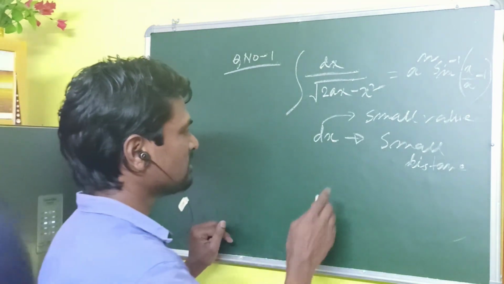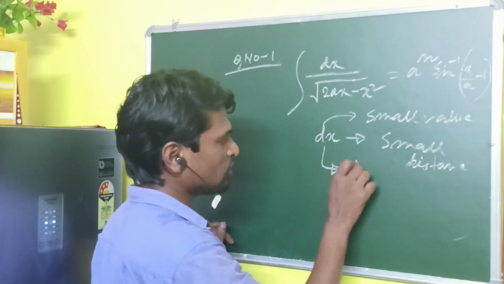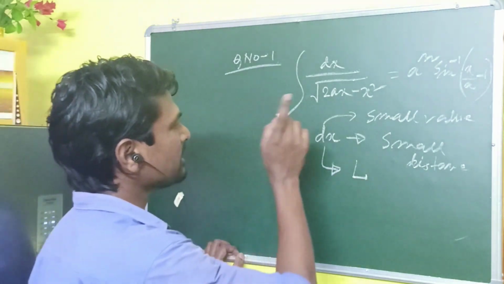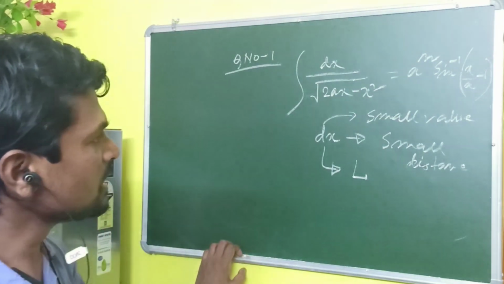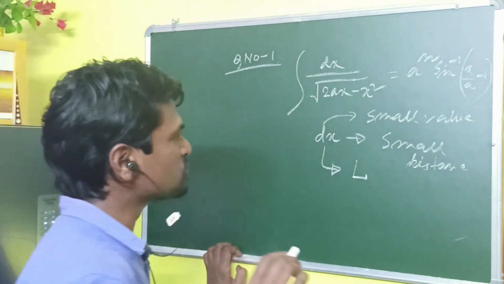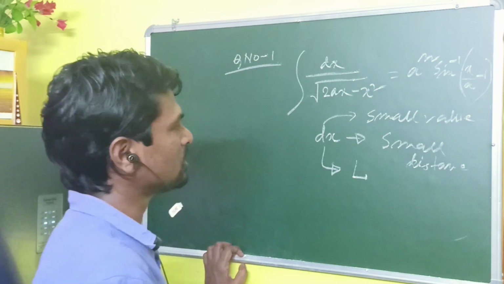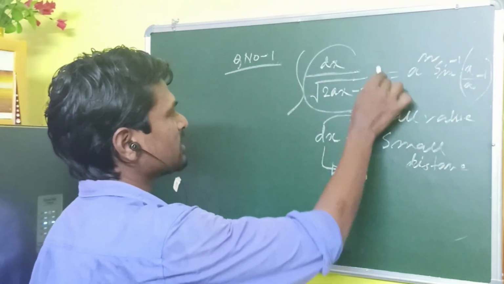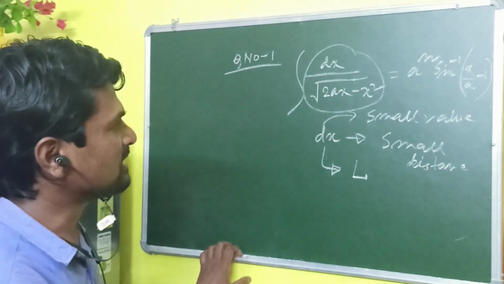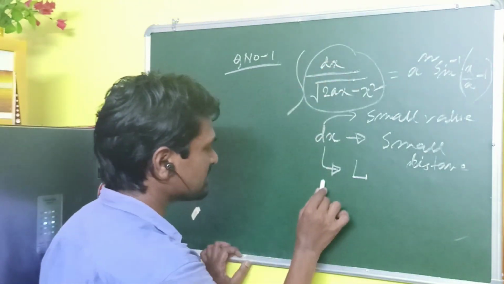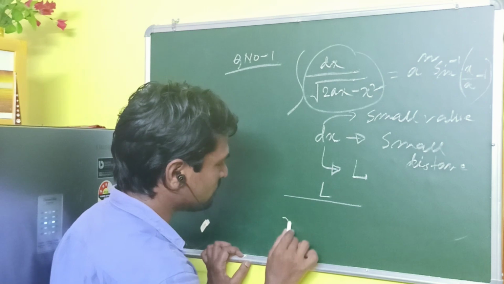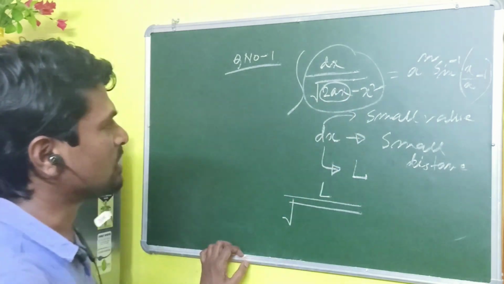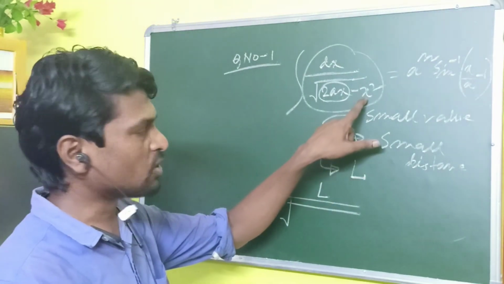So small length means the dimension of this is L. Then ax, and x is also length. So first of all, students, think about the dimension of the left hand side. This dx means L. Then root over 2ax: I don't know that particular physical quantity, but I know what is the dimension of x.